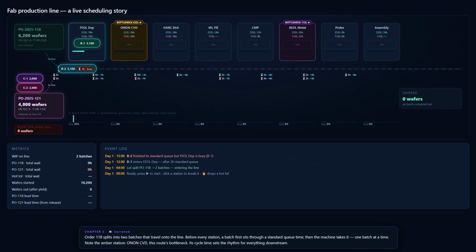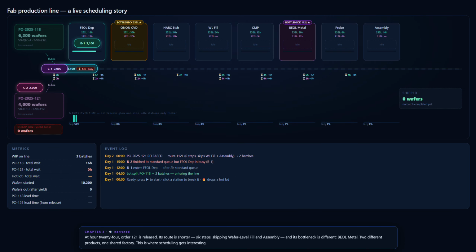Before every station, a batch first sits through a standard queue time. Then the machine takes it, one batch at a time. Note the amber station. On CVD, this route's bottleneck. Its cycle time sets the rhythm for everything downstream.